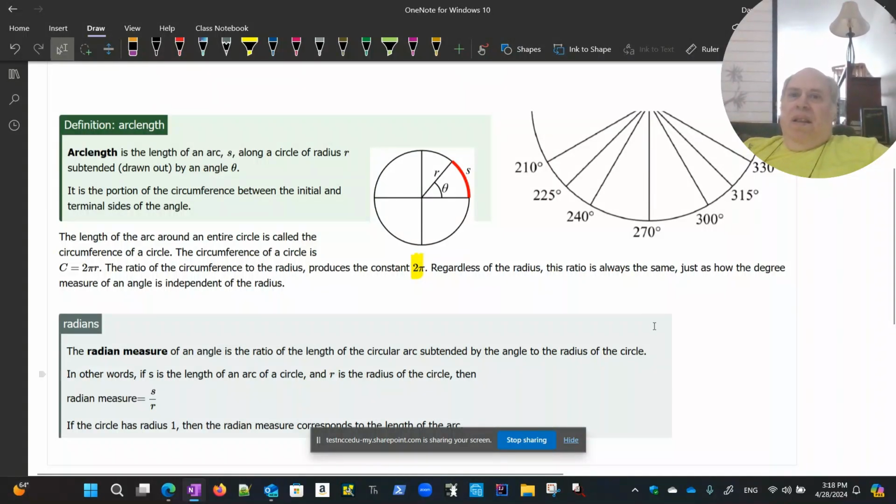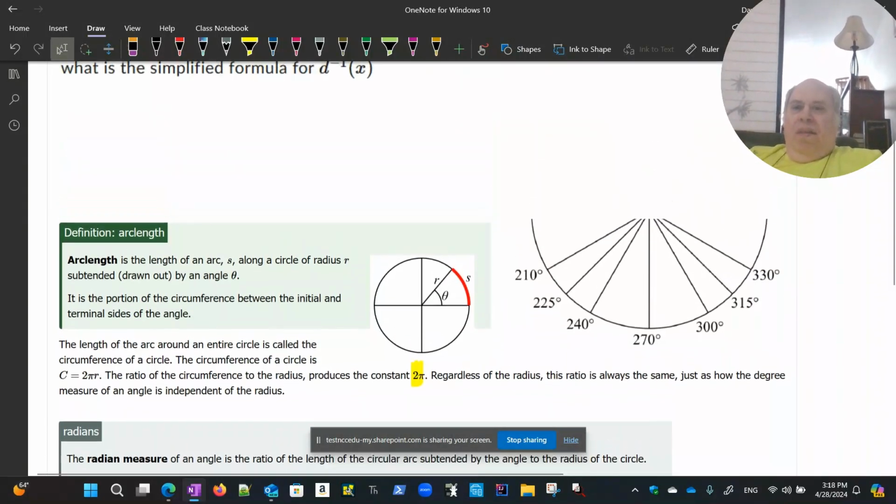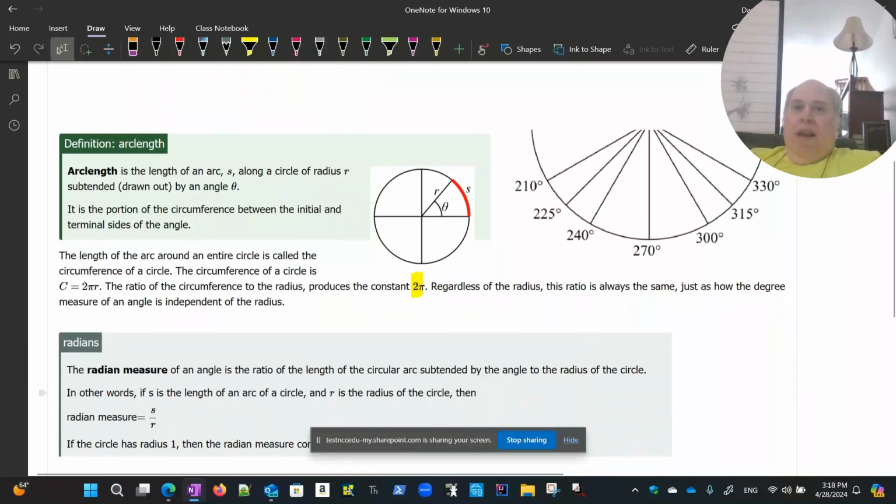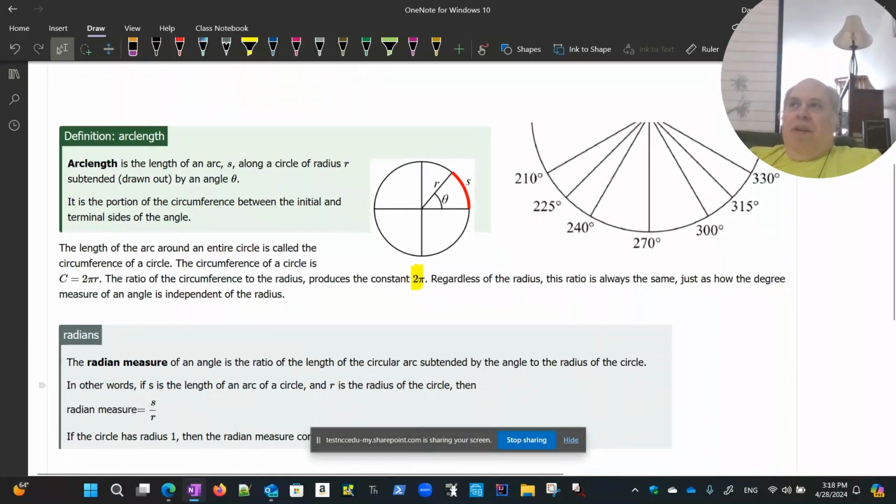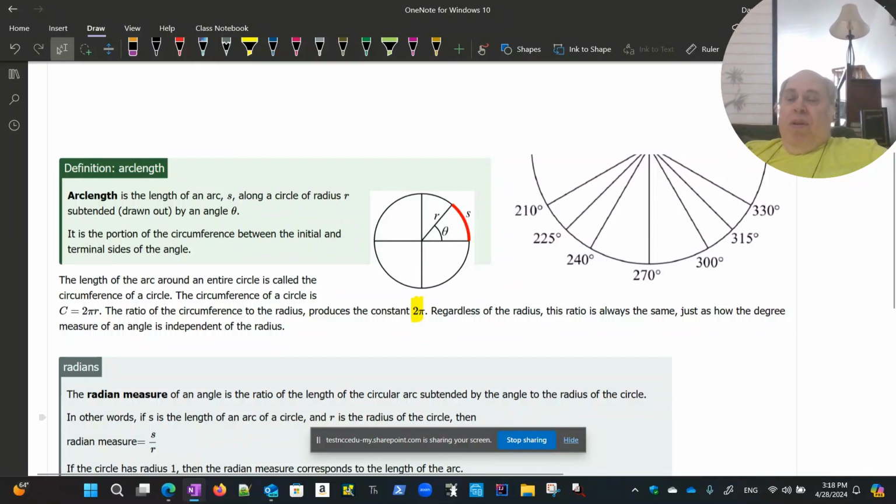This is the beginning of trigonometry for us. And we're going to start with some of section 5.2 of the book, namely, we're going to start with the definition of arc length. The length of an arc along a circular radius r drawn out by an angle is what they define it. So basically, it's this length over here.